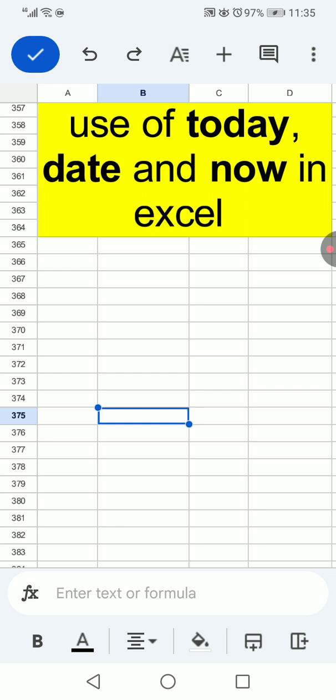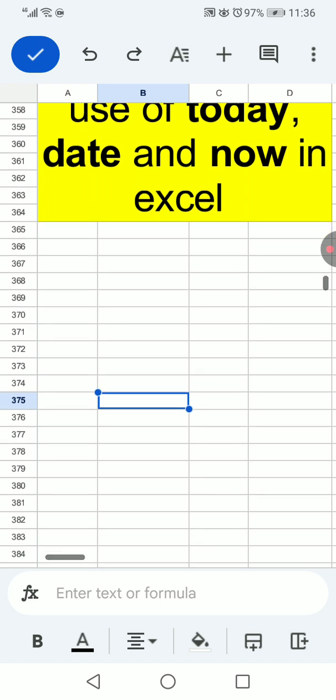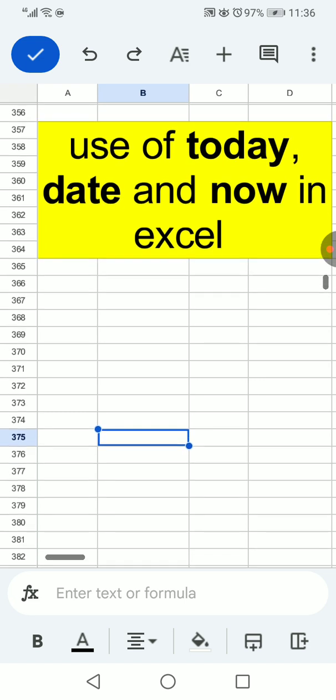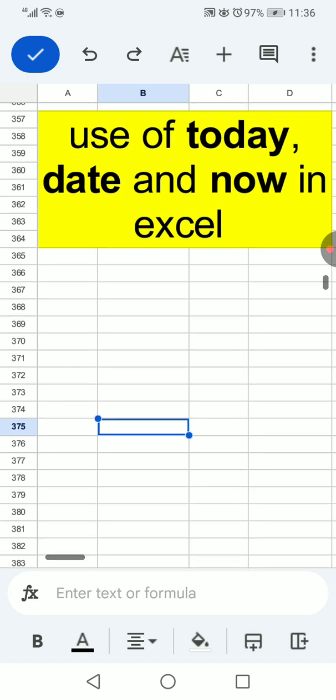particularly for the same day. But some extra uses are also possible for these formulas. As our first step, we will see the format of these three formulas.